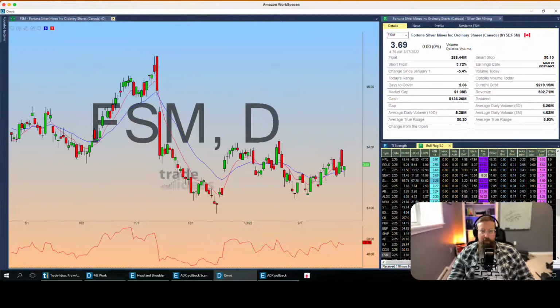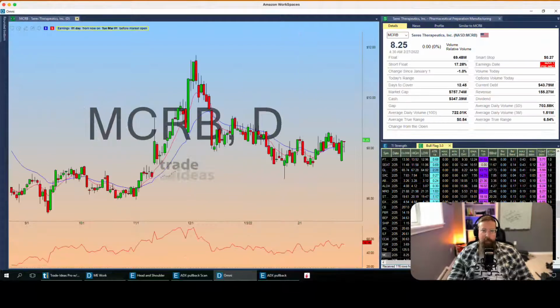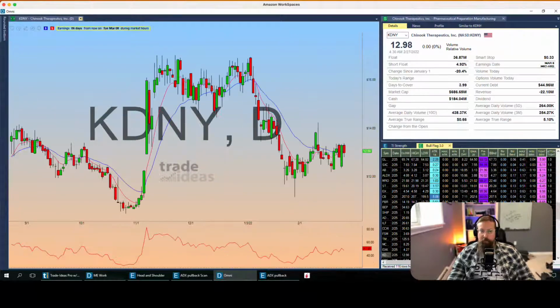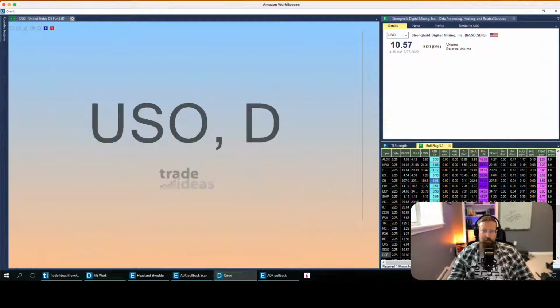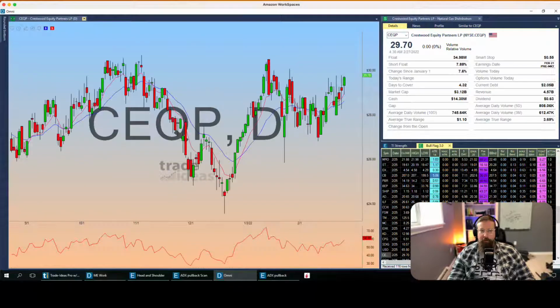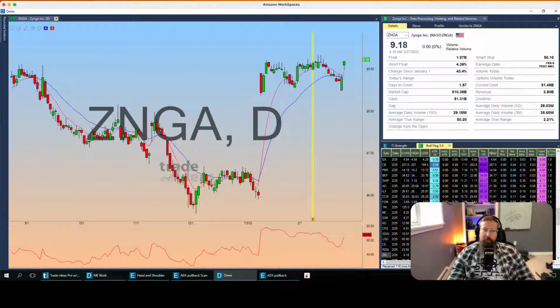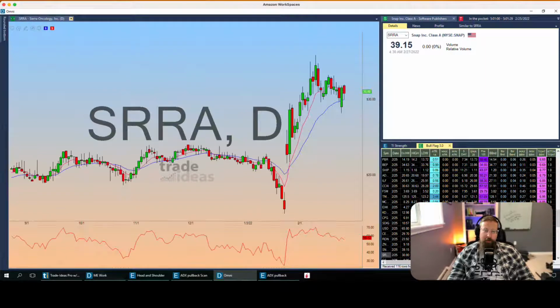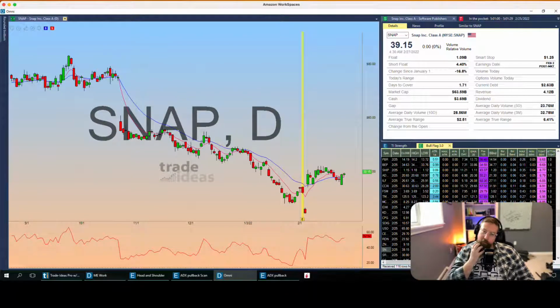I love this scanner. If someone said, hey, gun to your head, what pattern can you trade for the rest of your days? It's got to be the bull flag. It's very simple in the fact that here's your risk, here's your reward. You're trading in the direction of the trend. Snap on there is kind of interesting.